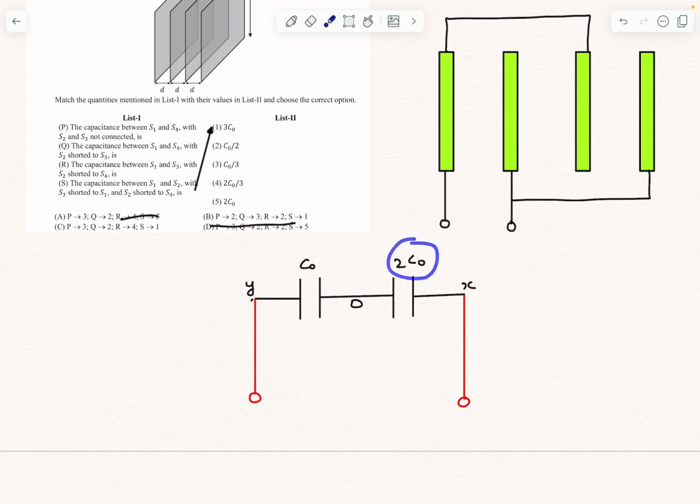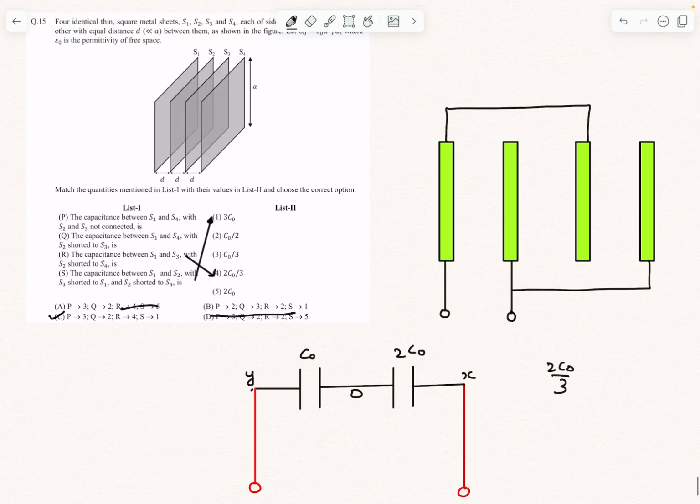And now 2C0 and C0 are in series. So their equivalent capacitance is going to be 2C0 by 3, right? Simply C1C2 by C1 plus C2. So option R should match with 4. So R is 4, S is 1, option C will be the correct answer. So now let's do the 14th question.